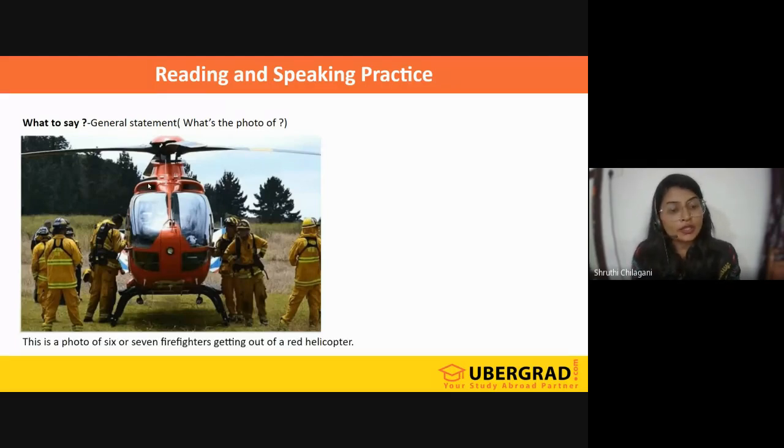Look at this. The answer says: this is a photo of 6 or 7 firefighters getting out of a red helicopter. Got it? There's another person who wrote the answer, and he considered them as firefighters. We have considered them as disaster management. So it doesn't matter what is right or wrong. How well are you able to communicate? That alone matters. Very well done, Kriti.